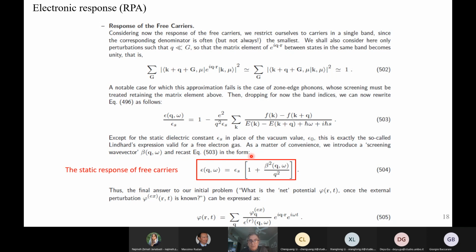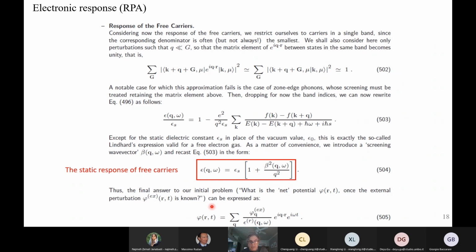This is relatively simple to calculate. I will give you some examples. So this is just a rewriting, a definition of what beta is, whatever you have to do in order to convert equation 503 into 504. And we'll calculate it now in particular limits in which omega is equal to 0, and then we'll look at a case in which Q instead is very small.